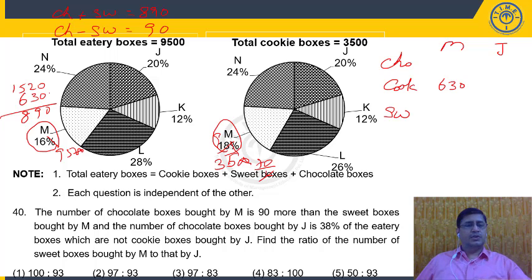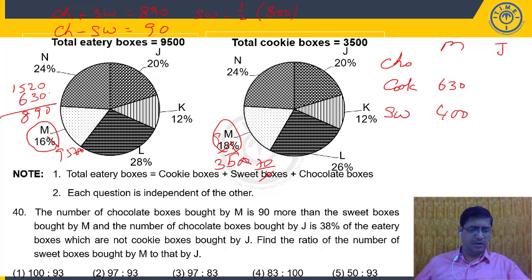Yes, so 890. What are the sweet boxes? The sweet boxes are equal to half of the difference of these two. Half of the difference of these two, the difference is equal to 800. The result is 400. Okay. You have to find out the chocolate here. The ratio of the sweets is to be found. What is the second point here? Second point is J, the sweet boxes in J.